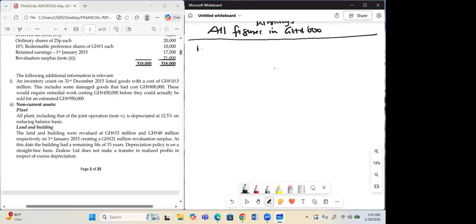we're told that inventory count as at 31st December 2015 listed goods with a cost of 10.5 million. This includes some damaged goods that had cost 800,000. This will require remedial works costing 450,000 before they could actually be sold for an estimated 950,000. So there are some damaged goods in there. Value the damaged goods separately. So cost of damaged goods is 800.